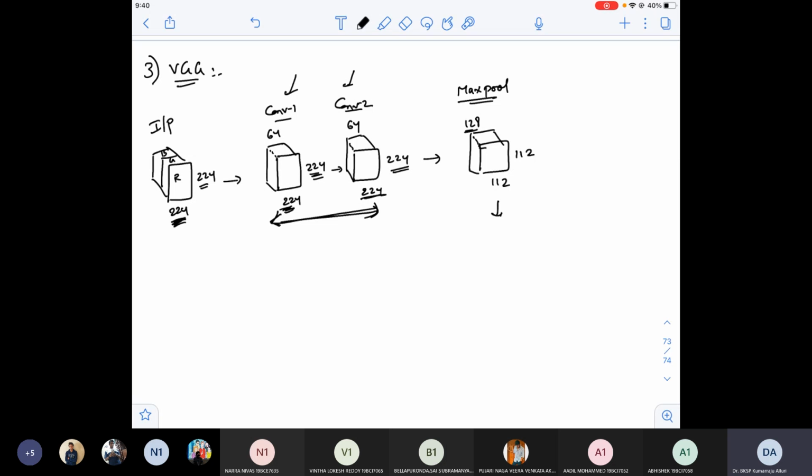And after this, they applied convolution operations, and with some configuration they got 56 cross 56, and they applied 256 kernels. I can just copy paste here because it is the same thing. The same thing I have to repeat again.